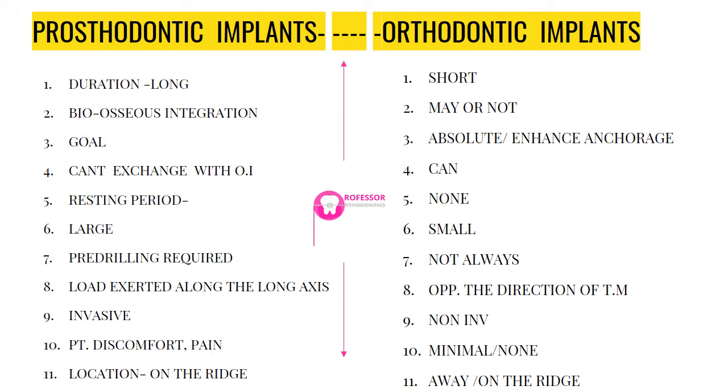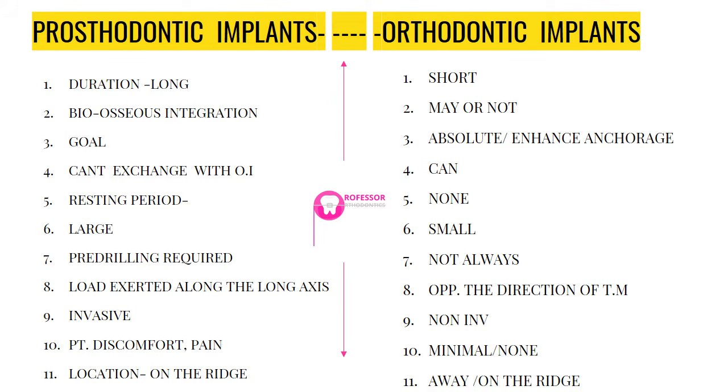We know that bio-osseous integration, the healing tissue that forms between the implant surface of a prosthodontic implant and the biologic tissues, forms the main key factor for the success of prosthodontic implants. Whereas in case of orthodontic implants, it need not always happen, and even if it doesn't happen, it's okay. The orthodontic implant can still succeed. Why? Because in the coming session we'll be learning about it.